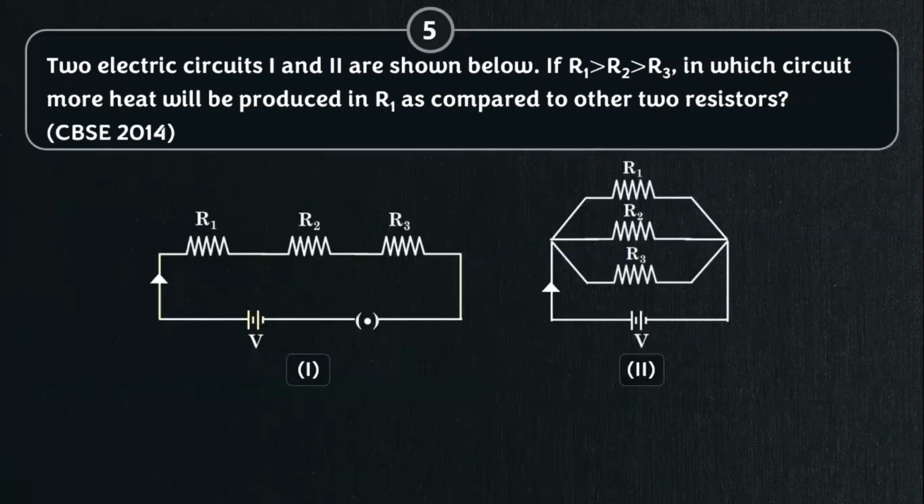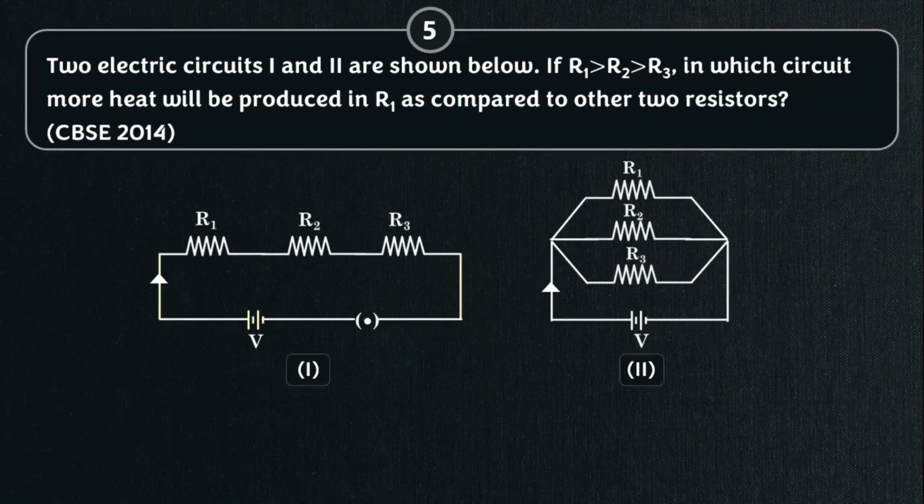Let's see the fifth question. Two electric circuits 1 and 2 are shown below. If R1 is greater than R2 is greater than R3, in which circuit more heat will be produced in R1 as compared to other two resistors? It's a tricky question.